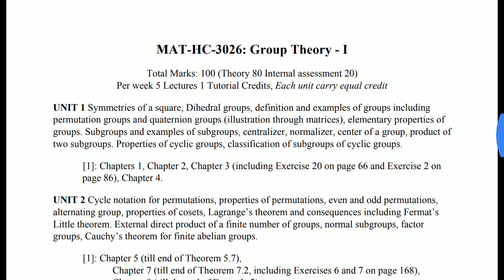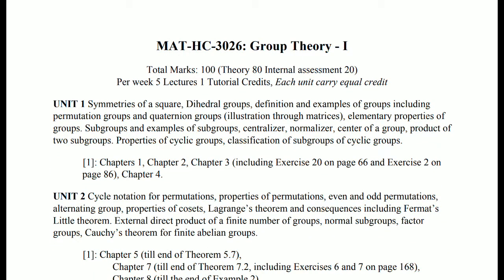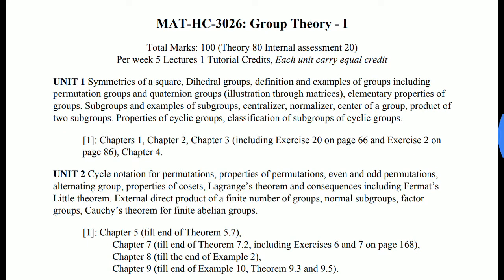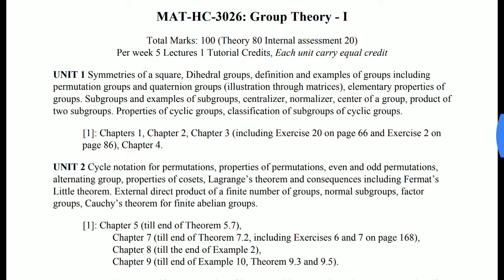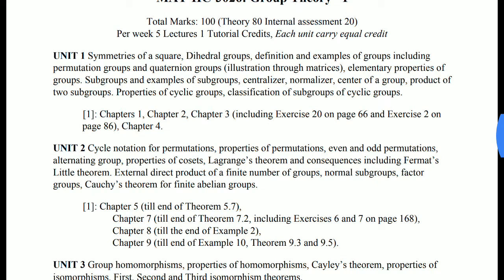symmetries of a square, then dihedral groups, definitions and examples of groups, including permutation groups and quaternion groups, illustration through matrices. All right, elementary properties of groups, then subgroups and examples of subgroups, centralizer, normalizer, center of a group, product of two subgroups, properties of cyclic groups, classification of subgroups of cyclic groups. So we will get all these topics in chapter number 1.